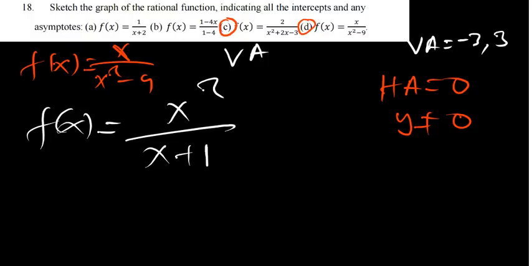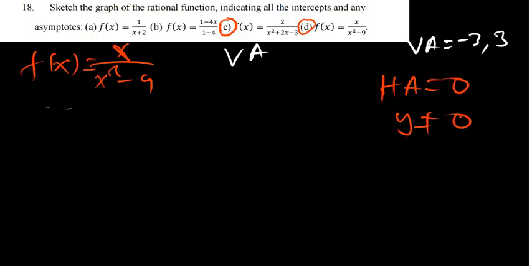So in this case, our horizontal asymptote is going to be 0 because on the denominator we have x to the power 2, but on the numerator we have just x. So the horizontal asymptote is 0.